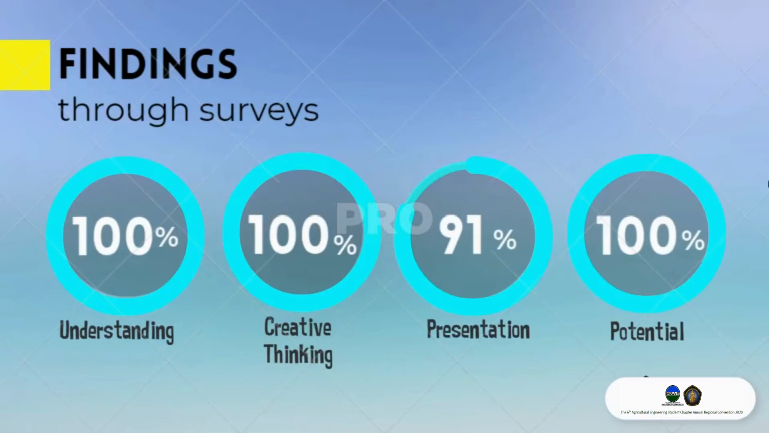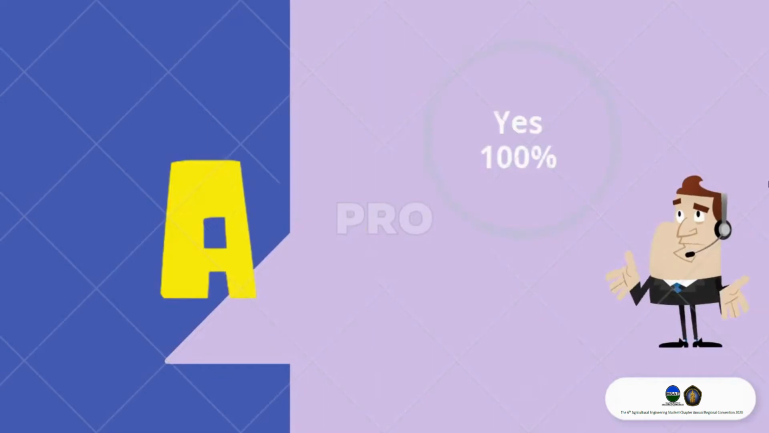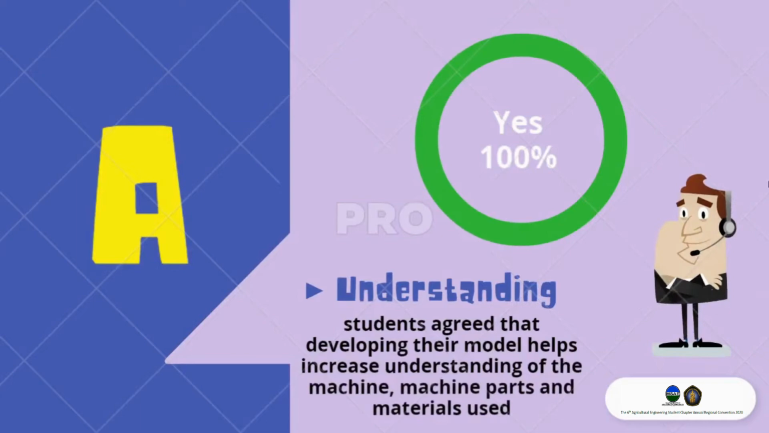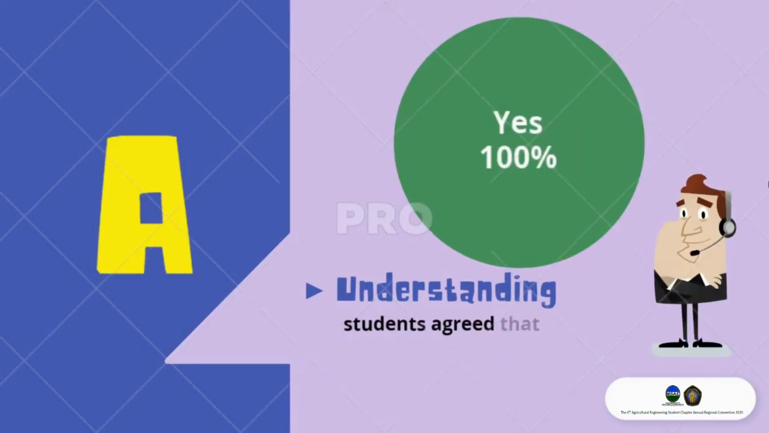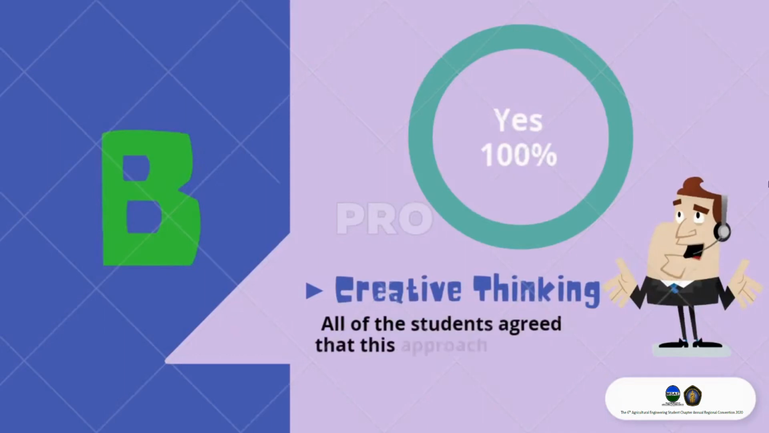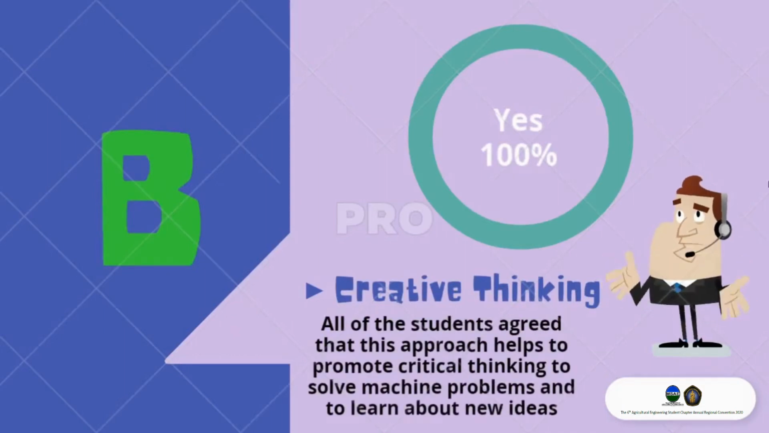Through the assessment at the end of the project, these are the findings that we obtained through a survey that we conducted. It involved 4 main criteria: understanding, creative thinking, presentation, and potential. From the students' perspective, all students agreed that developing their models helps increase understanding of the machine parts and material used. On creative thinking, all students agreed that this approach helps to promote critical thinking, to solve machine problems, and to learn about new ideas.